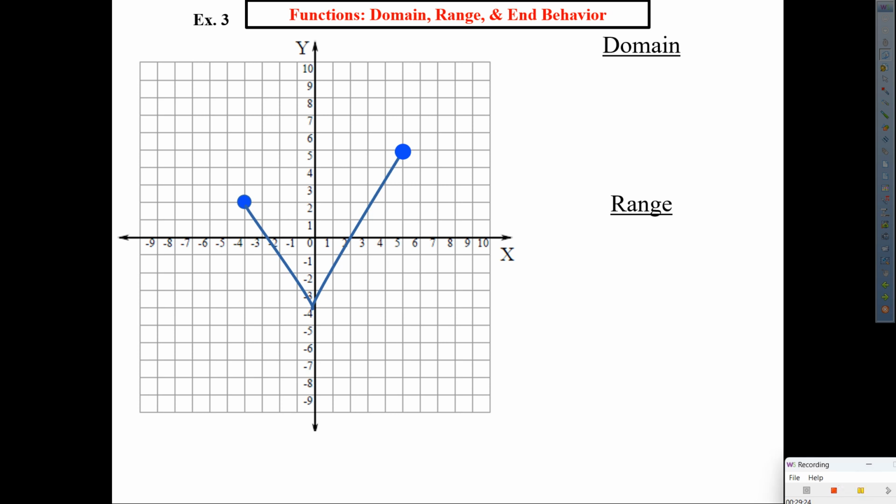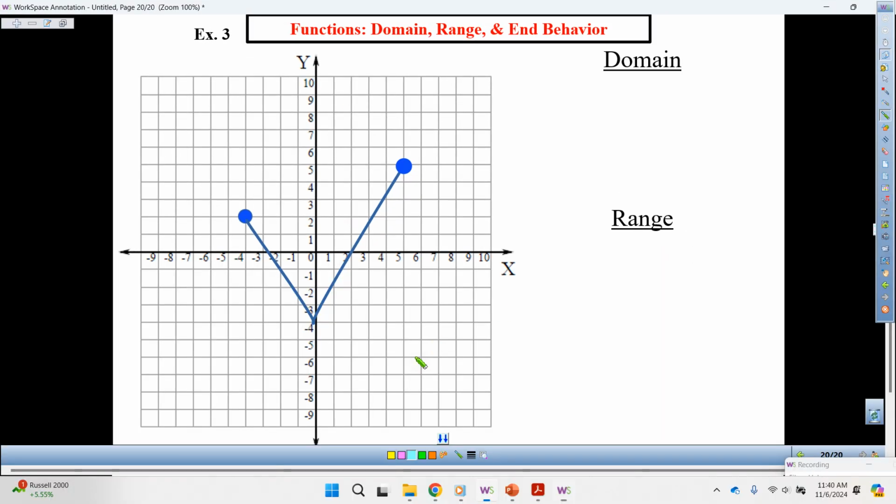Do me a favor really quick. Share with your neighbor where you're at so far, and then I'm going to have somebody get us started with this for the sake of time. All right, let's have Edwin help me out on the domain, from where to where. What is it? From -4 to 5. Hands if you got that. That is correct. From -4.